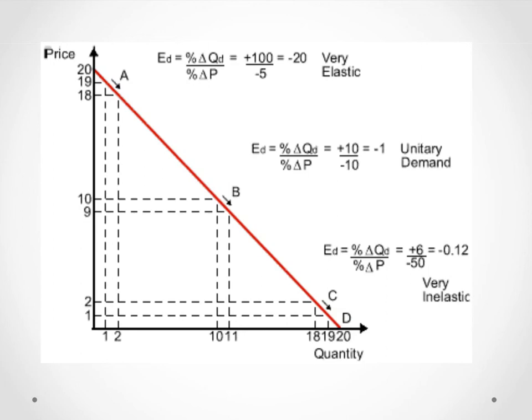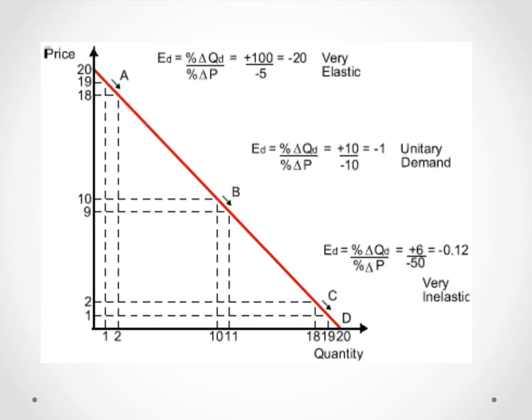The model shown is linear, but using the midpoint formula, which we'll go over in class, to calculate the price elasticity of demand coefficient over different price ranges shows that elasticity decreases moving down along the curve. If price falls from $19 to $18, for example, quantity demanded increases from 1 to 2 units. The percentage change in quantity demanded is 1 over 1 times 100, which equals 100%. And the percentage change in price is negative 1 over 19 times 100, which equals approximately negative 5%.